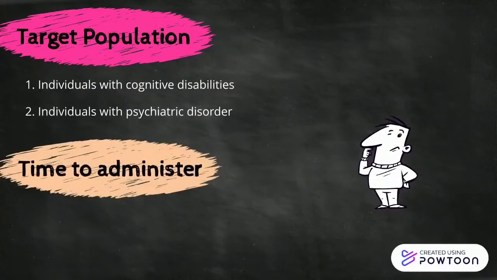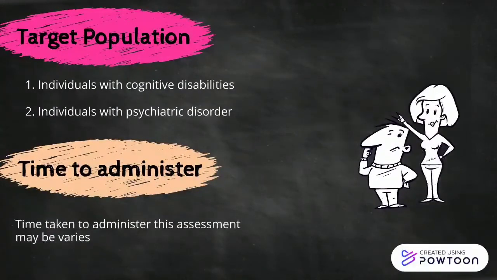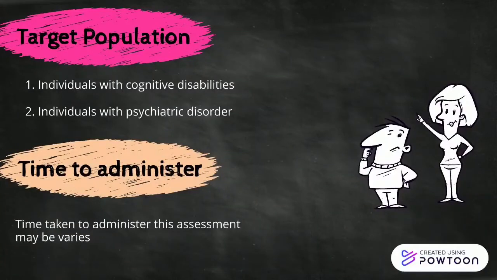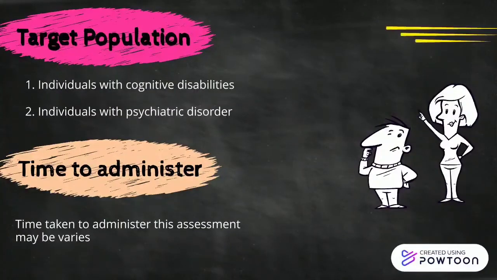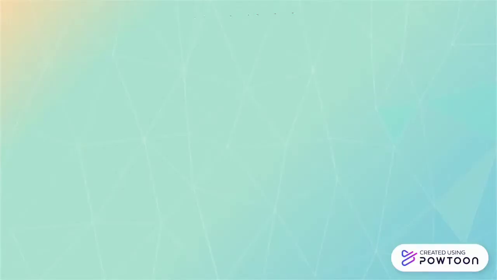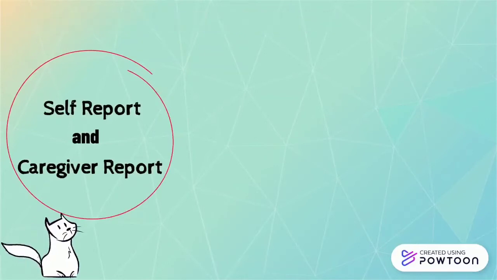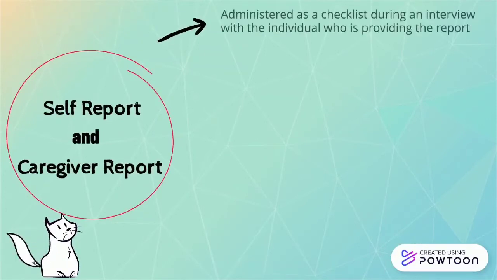The time to administer this assessment can vary, because the therapist's observation could involve different settings, so it could take a longer time depending on the patient's condition at that time. Next is the procedure to administer self-report and caregiver report. Self-report and caregiver report are administered as a checklist during an interview with the individual who is providing the report.